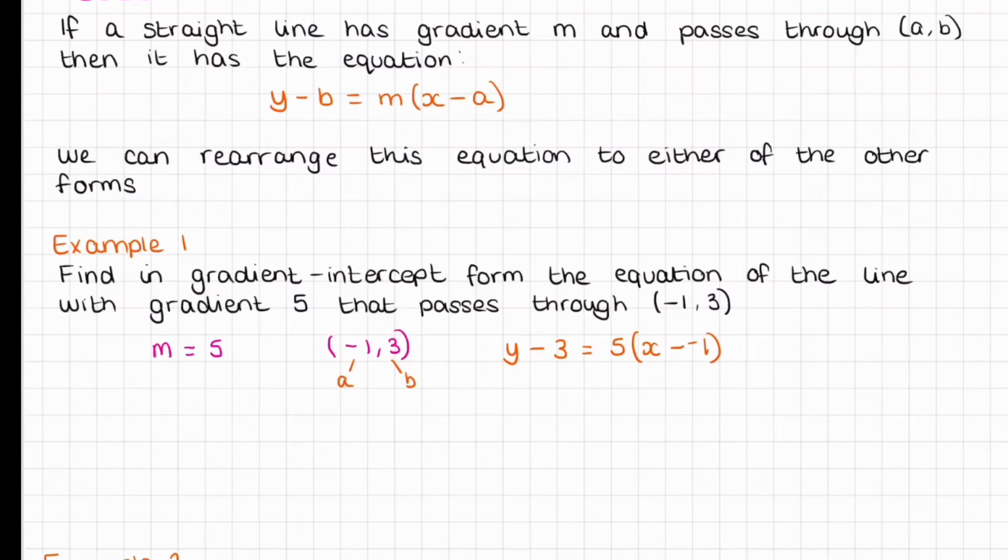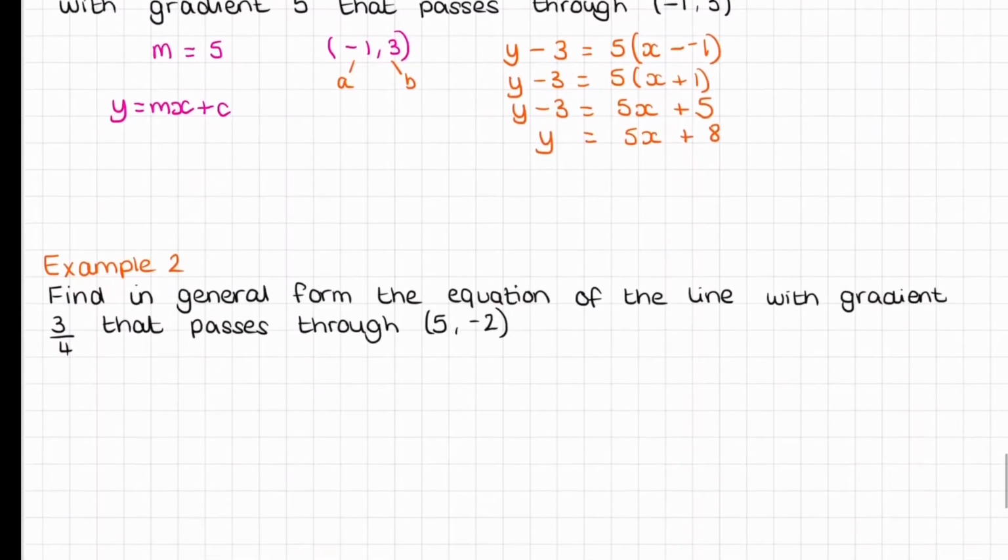Then let's just clean that up a bit. So we're going to have y minus 3 equals 5, and then that's going to be actually x plus 1 because we've got a minus and a minus. Now we want to rearrange this, so we just have y equals, we want gradient intercept form, so we want an equation that looks like y equals mx plus c. So the first thing you do is expand the bracket, so we're going to get y minus 3 equals 5x plus 5. And then just take the 3 over. So we'll have y equals 5x, 5 plus 3, which is 8. And we have it in gradient intercept form.